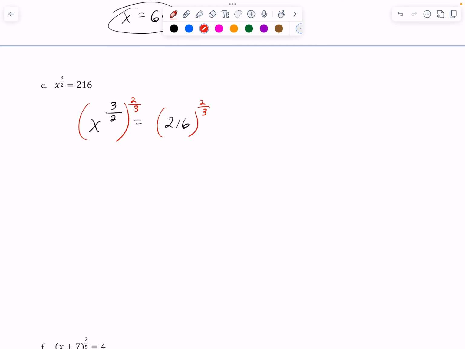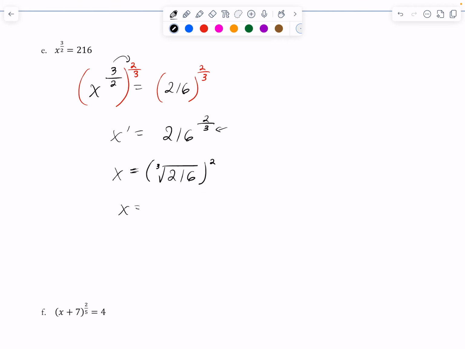Because if you remember in our exponent rules, when you do a power raised to another power, we multiply. And if you multiply 3/2 times 2/3, you get x to the 1st power. Now you don't need to write the 1, but just showing you why we do that. All right, so now I'm going to write this as 216 to the 2/3 power. Now, like we did in our first notes in 35, I'm going to write the 216, write the radical symbol. The denominator is the index, and the numerator is what it's raised to.